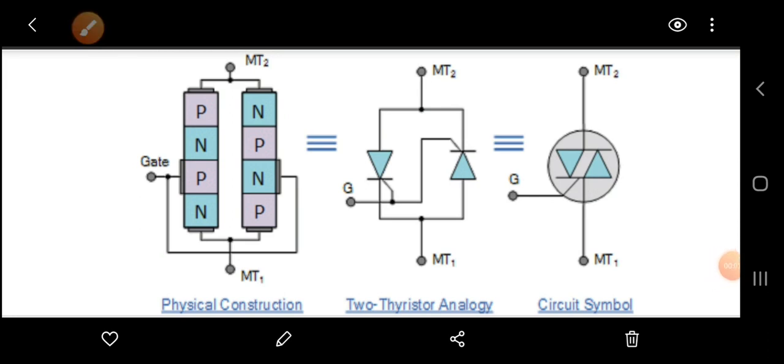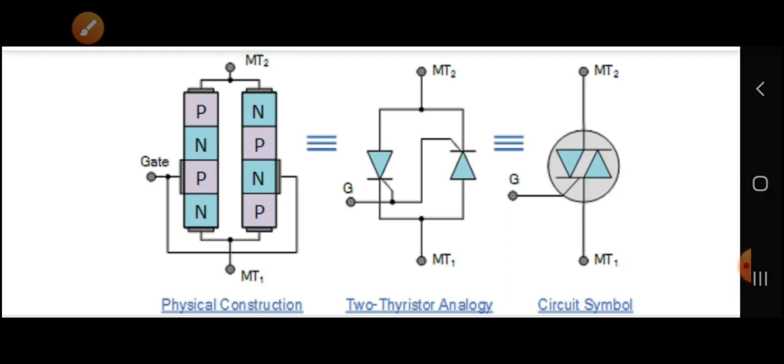Hello students, now we are moving to the next point, that is explanation of the TRIAC. So TRIAC stands for triode for alternating current, or we can also say it is a 3-terminal AC device. Here also we are giving the input, that is alternating current, to this device, and this also comes under the category of thyristor.